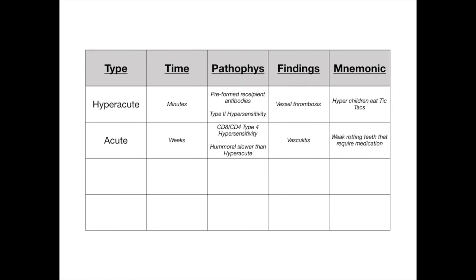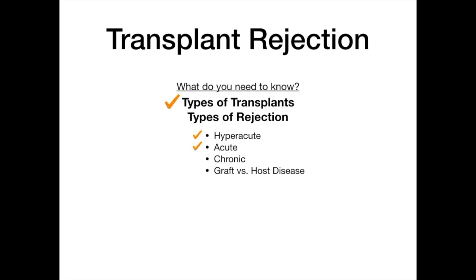Okay, so hyper children eat Tic Tacs, and this leads to weak, rotting teeth that require medication. So far in our story, the children were eating too much candy. Now they have weak, rotting teeth that's requiring medication. So the dentist is not happy. He's thinking, maybe I have to do a dental transplant. Now let's talk about the chronic transplant rejection.